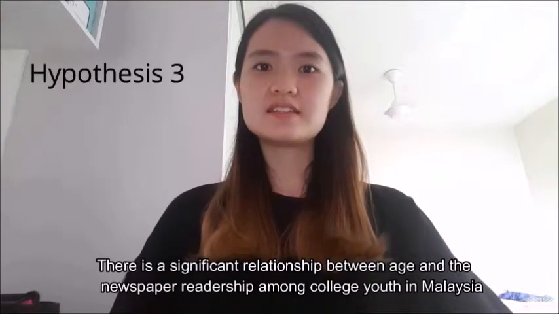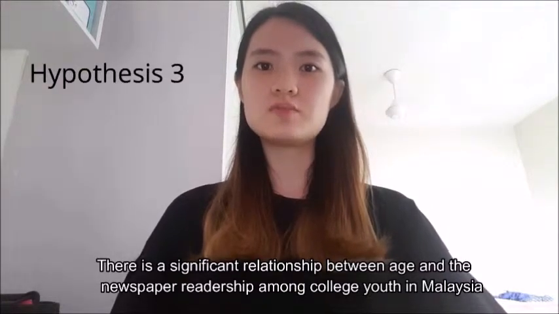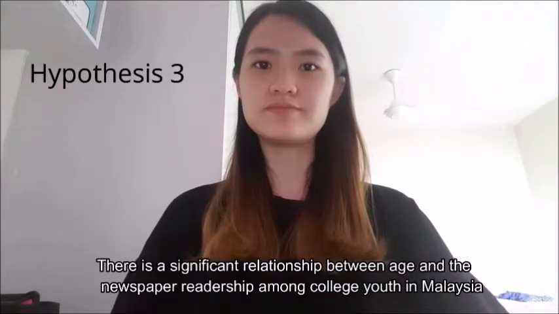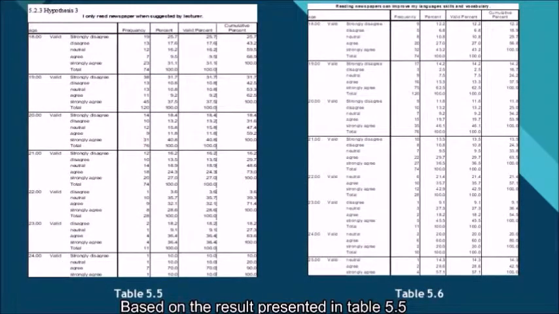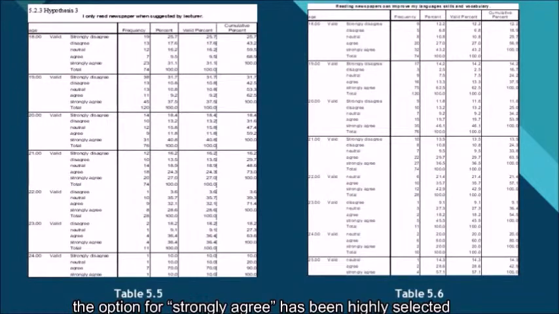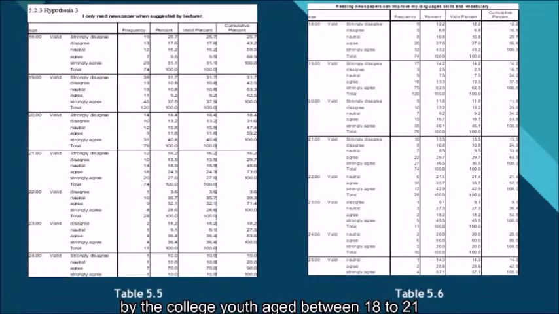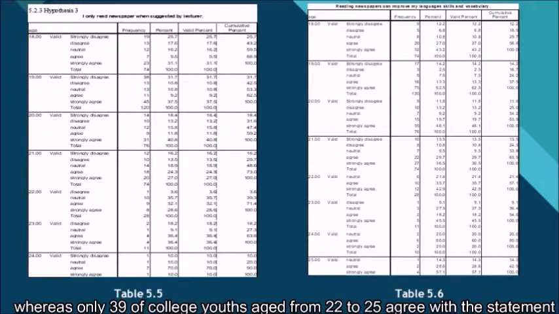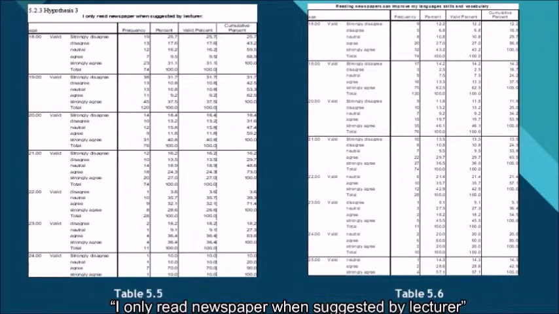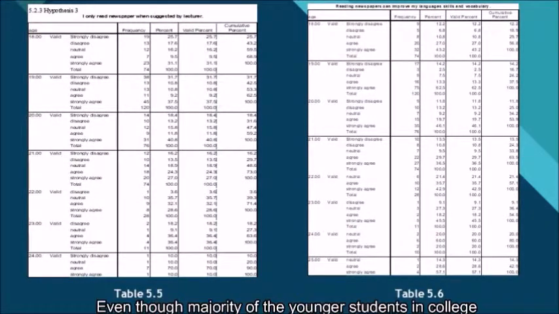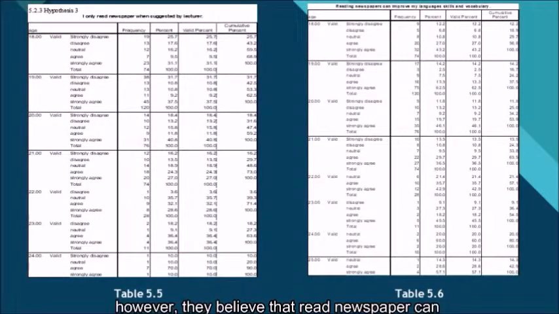Hypothesis 3. There is a significant relationship between age and the newspaper readership among college youth in Malaysia. Based on the result presented in Table 5.5, the option for strongly agree has been highly selected by the college youth aged between 18 to 21, whereas only 39 college youth aged from 22 to 25 agree with the statement, "I only read newspaper when suggested by lecturer." It indicates that elder students are more willing to read newspaper than the younger students in college. Even though the majority of the younger students in college may not be willing to read newspaper, they believe that reading newspaper can improve their language skill and vocabulary.